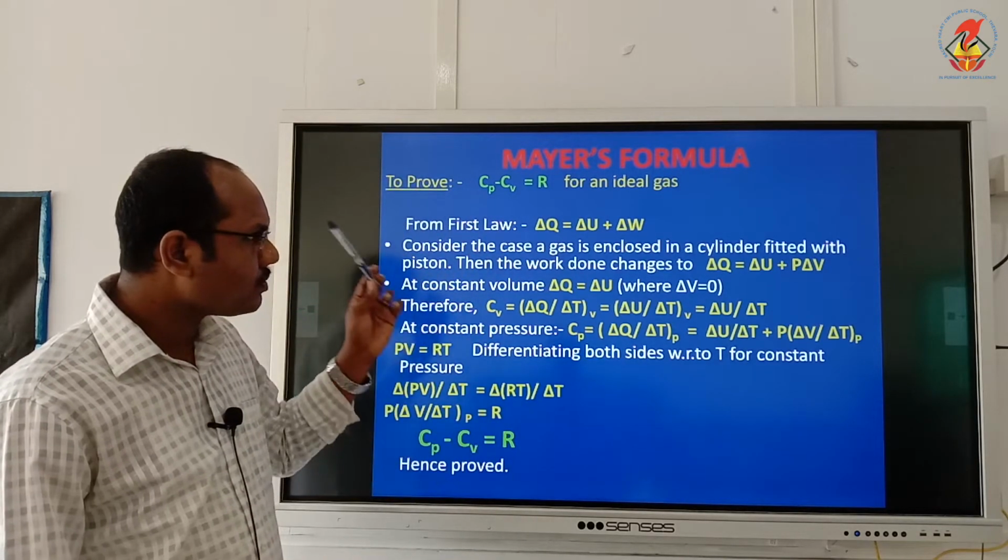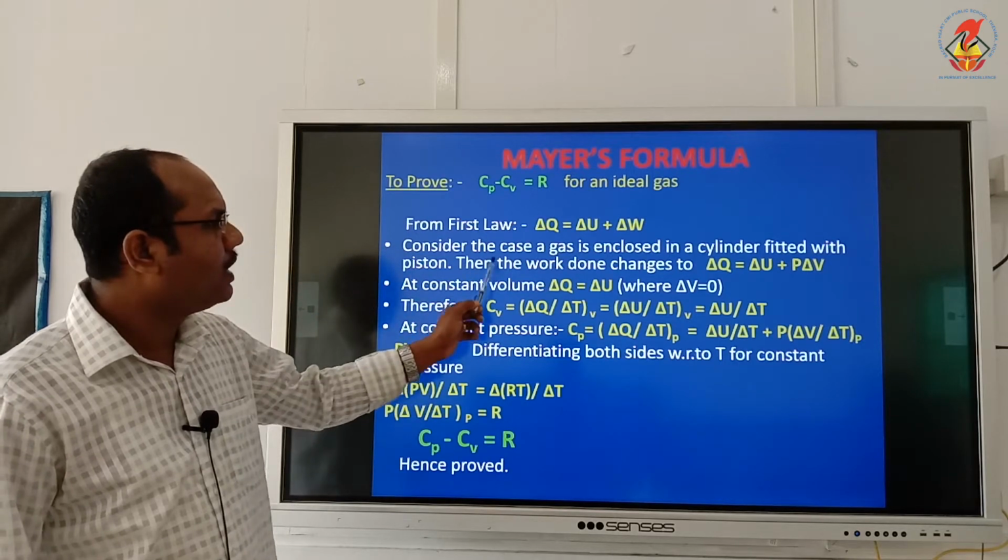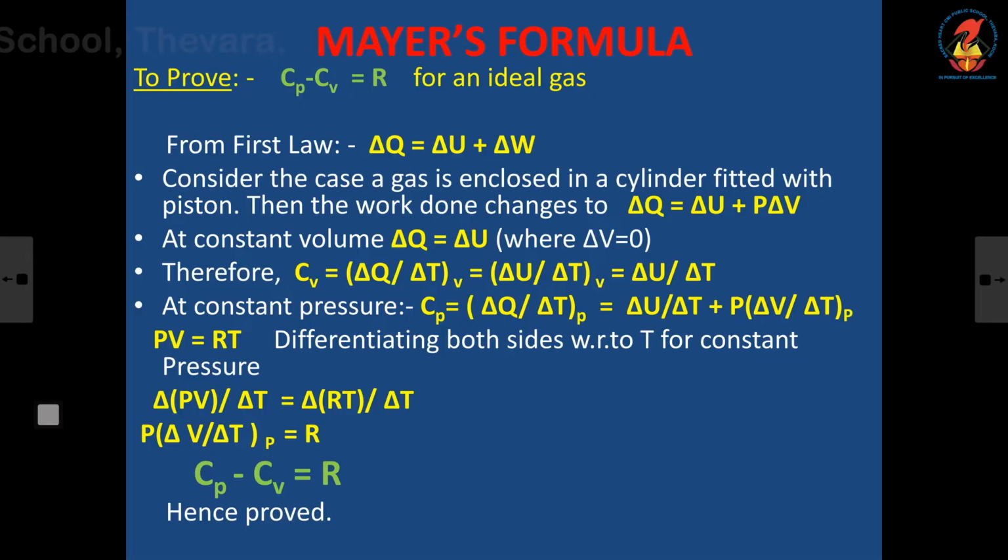So the work done will be, delta Q, the heat, is equal to delta U plus P delta V. See, instead of delta W, I wrote P delta V.